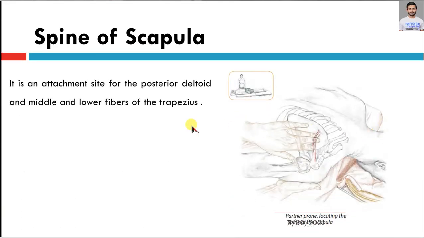The spine of the scapula is very prominent, it is very easily palpable, and it is an attachment site for the posterior deltoid and the middle and lower fibers of the trapezius as well.